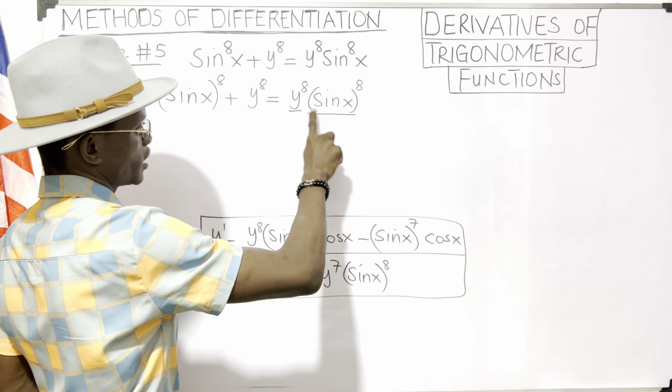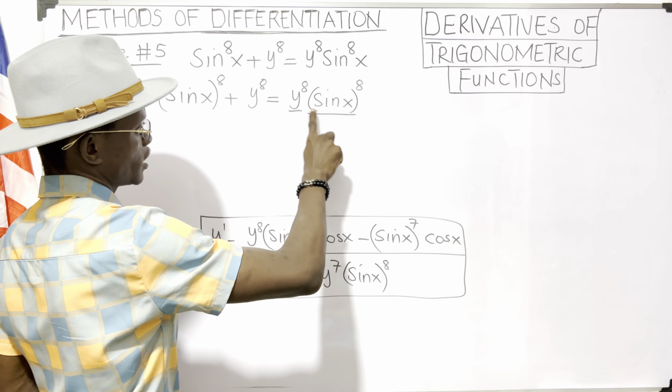So sine of x raised to the 8th power plus y raised to the 8th power is equal to y raised to the 8th power sine of x raised to the 7th power times sine of x. So we divide both sides by sine of x.